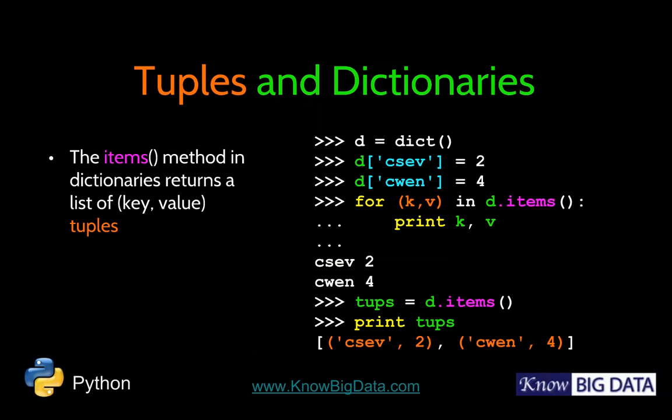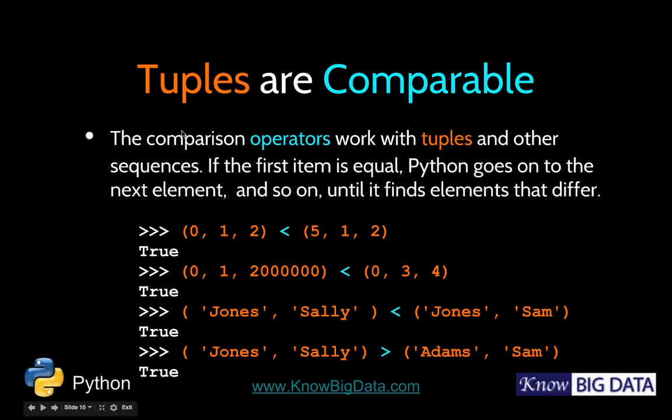Alright? So dictionaries were mutable, lists were mutable, tuples are not mutable, meaning tuples cannot be altered. Comparison operators work well with tuples in the sense that it will keep on comparing the two values until there is a disagreement or one of the tuples' length is lesser. For example, (0, 1, 2) is lesser than (5, 1, 2).